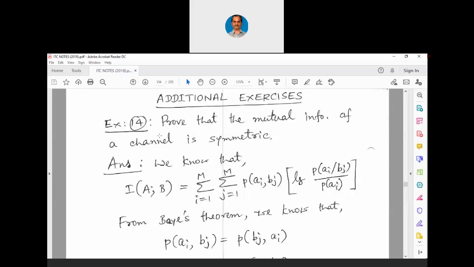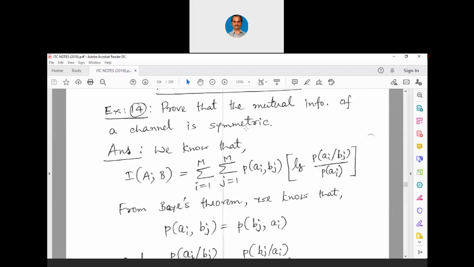Additional exercises. Exercise 14 in the third module. Prove that the mutual information of a channel is symmetric. That means I of A semicolon B is equivalent to I of B semicolon A.